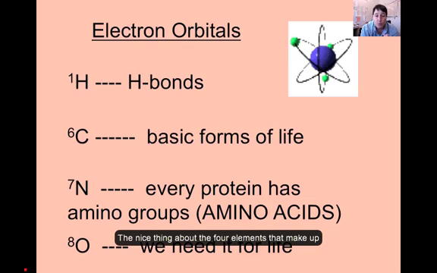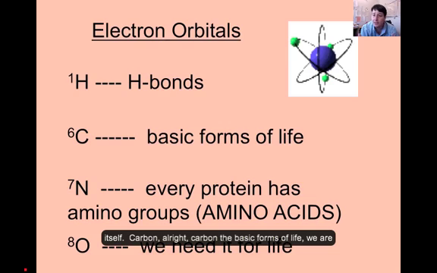The nice thing about the 4 elements that make up living beings, hydrogen, carbon, oxygen, and nitrogen, is that in order to fill their outer electron shells, what you're going to see is that one of them requires 1 electron, one requires 2 electrons, one requires 3 electrons, and one requires 4 electrons. And that is the basis of covalent bonding, filling the outer electron orbitals, right? Hydrogen has 1 electron in its outer shell. Its outer shell, right, is the innermost shell, which only can contain 2 electrons. So now, right, 2 electrons fills that outer shell. So it only needs 1 to complete itself.